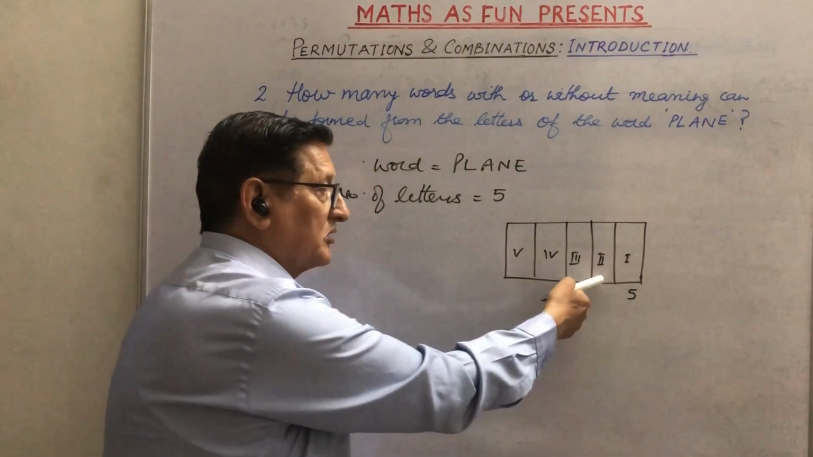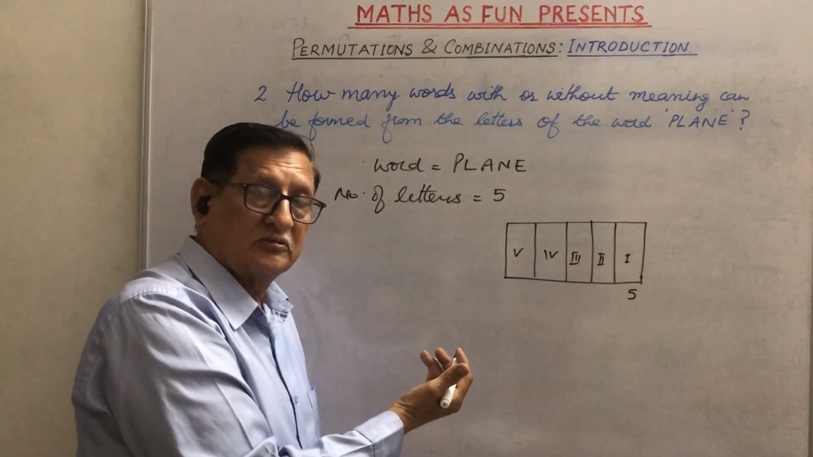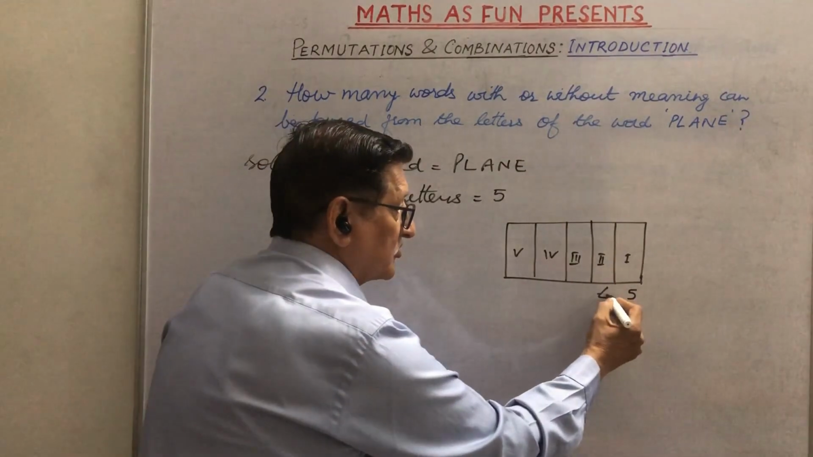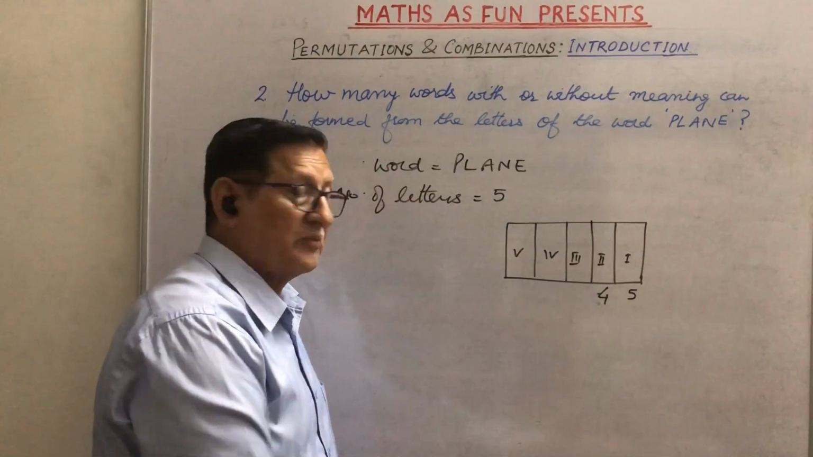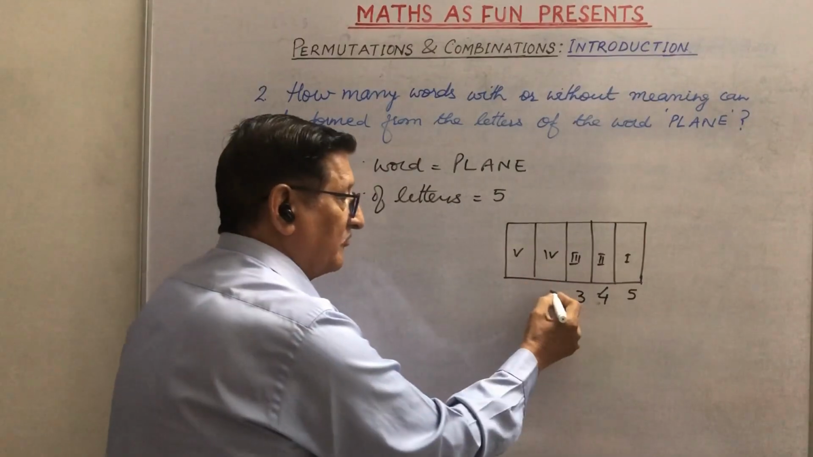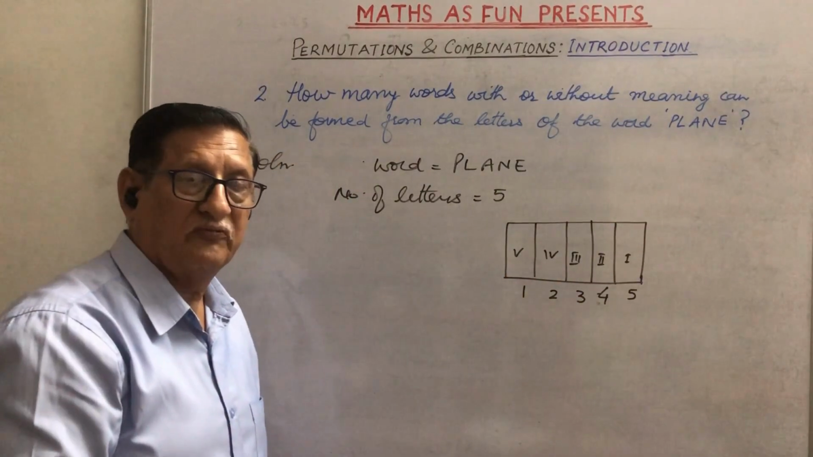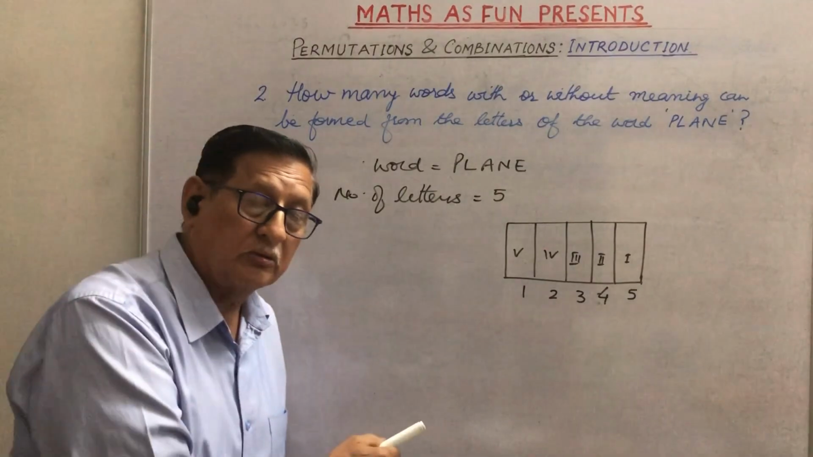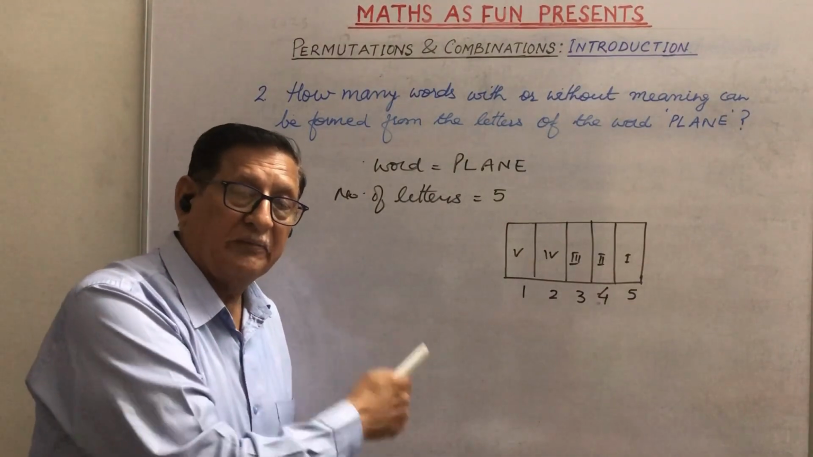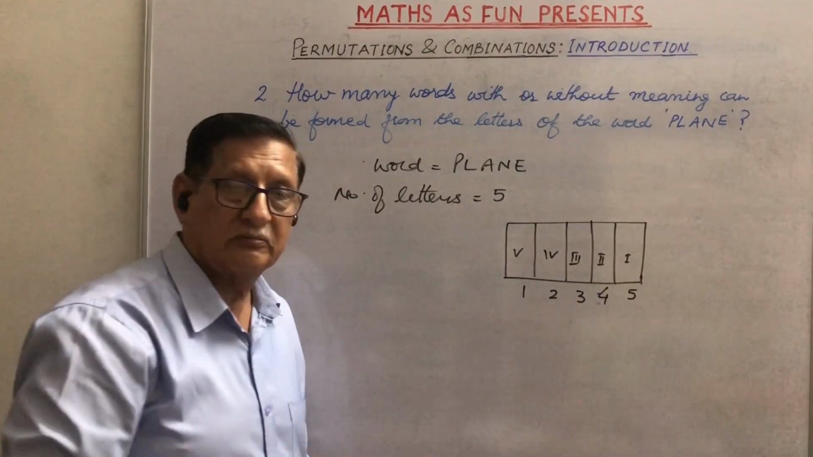When we come to the second place, 1 we have already put here, we are left with 4 letters, and so we have 4 choices here. Similarly, to the third place we have 3 choices, fourth place we have 2 choices, and the 5th place we are left with only 1 letter, so we have only 1 choice. According to the fundamental principle of counting, these all are to be multiplied.